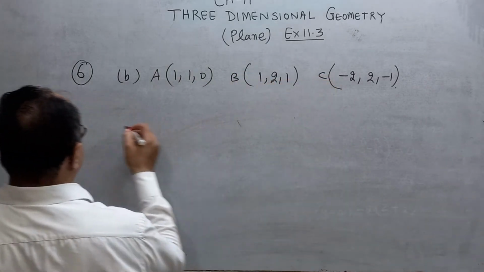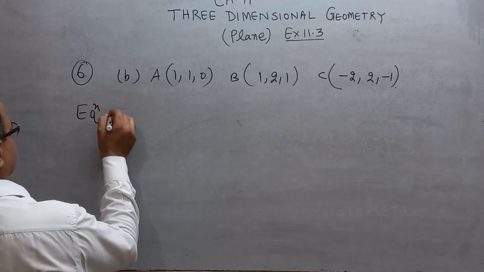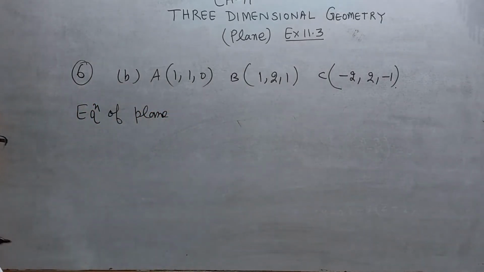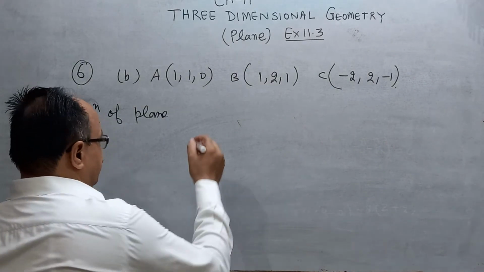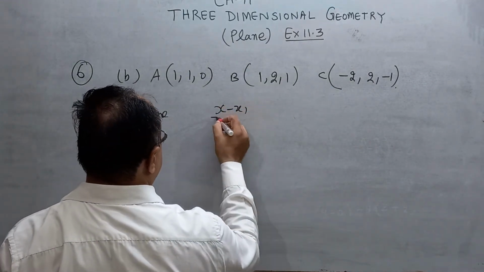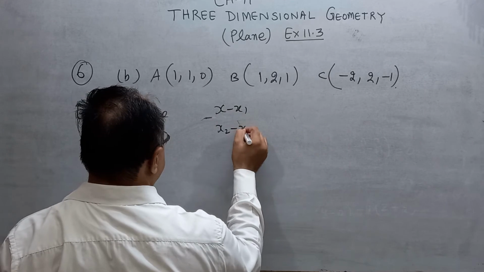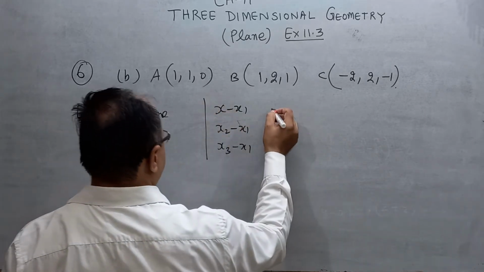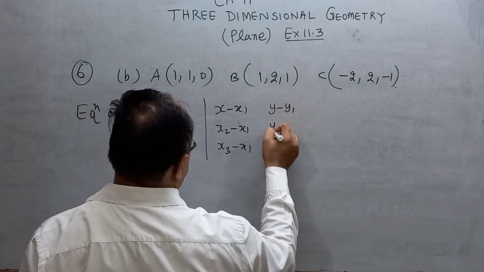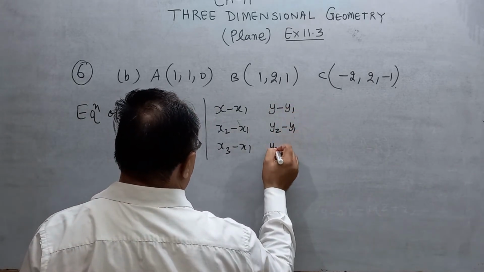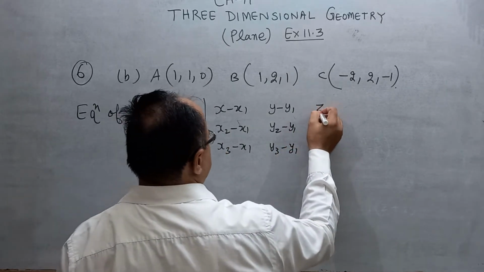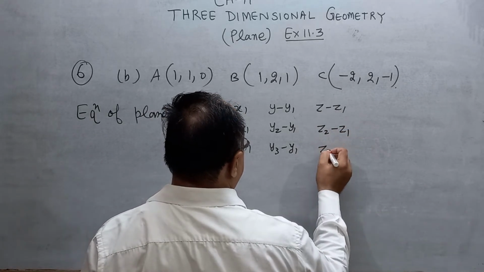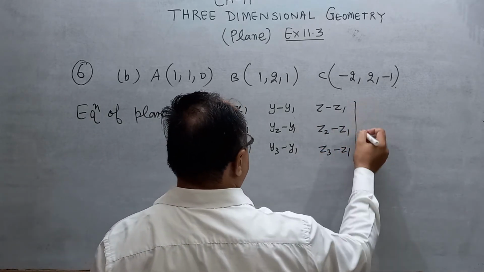Equation of plane passing through three non-collinear points. You probably know it very well. The determinant with rows x minus x1, x2 minus x1, x3 minus x1; y minus y1, y2 minus y1, y3 minus y1; z minus z1, z2 minus z1, z3 minus z1 is equal to 0. You can apply this formula.